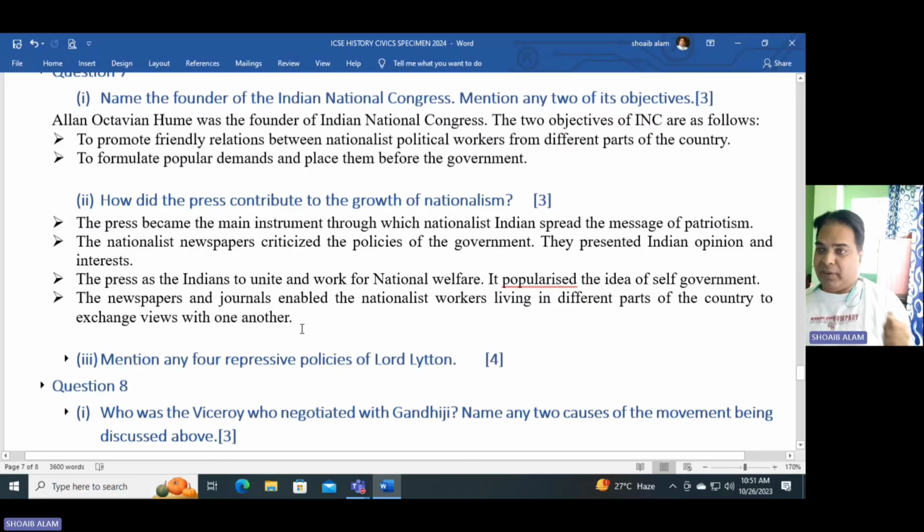So definitely press played a very important role. Press became the main instrument through which nationalist Indians spread the message of patriotism. This was the medium. Nationalist newspapers criticized the policies of the government, and they presented Indian opinion and interest. Press helped the Indians to unite and work for national welfare. It popularized the idea of self-government. The newspapers and journals enabled the nationalist workers living in different parts of the country to exchange views with one another. So this is the role of the press.